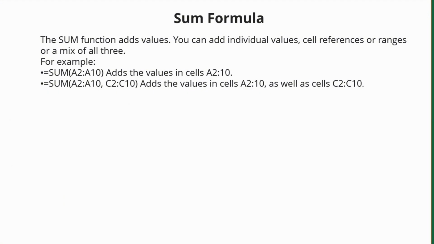Now, what is the sum formula? The sum function adds values. So you can add individual values, cell references or ranges, or a mix of all three. For example, if you put equals SUM A2 to A10, you will get the sum of all the values from A2 to A10. And if you are looking for SUM A2 to A10 and C2 to C10, you will get the sum of both the cell ranges. So let's see how to do the sum formula in Microsoft Excel.